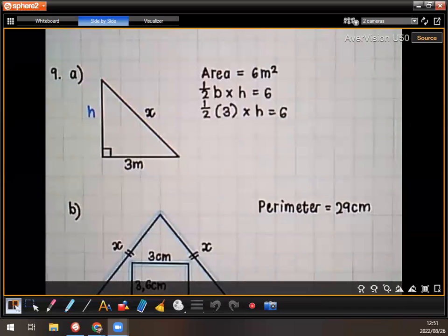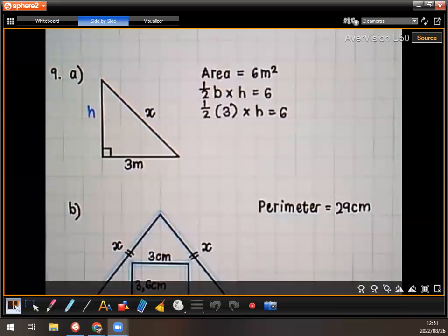Right. So the area was 6, right? I'm just writing the formula for area now, equal to 6. That's all I do. We all know the formula for the area of a triangle. So if they've given you the area, guys, that is always going to be your first step. You're going to write the actual formula and make it equal to that value.